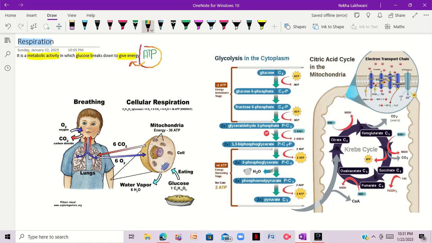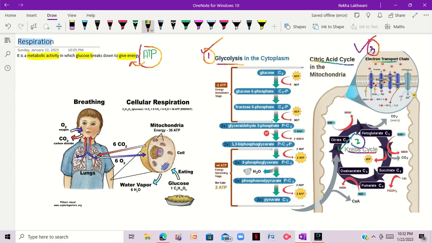So basically respiration has three steps. First of all is glycolysis, which is our first step. Then the second step is the Krebs cycle. This is the second step, and the third step is the electron transport chain, right? So this is the third step, the electron transport chain. Second is the Krebs cycle, also known as the citric acid cycle, and the first is glycolysis.